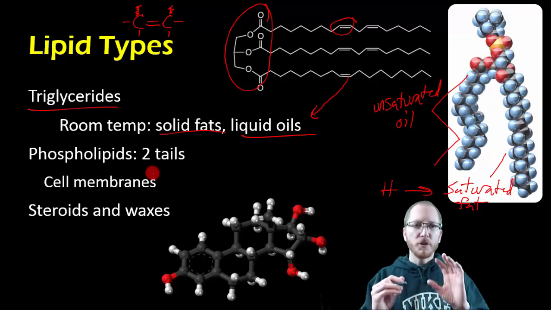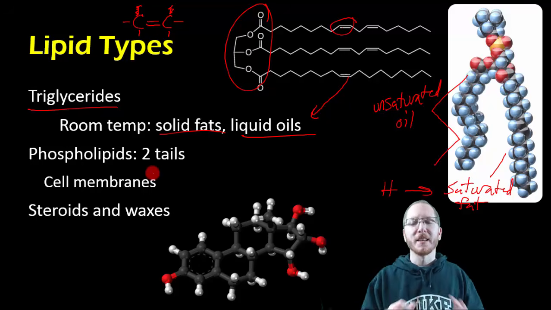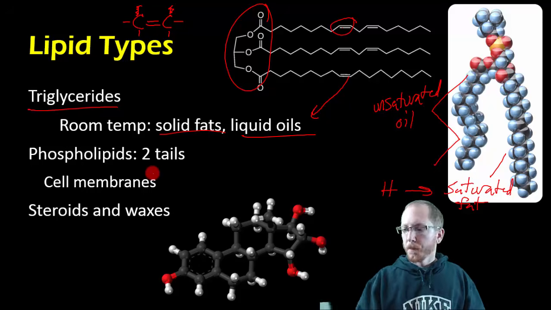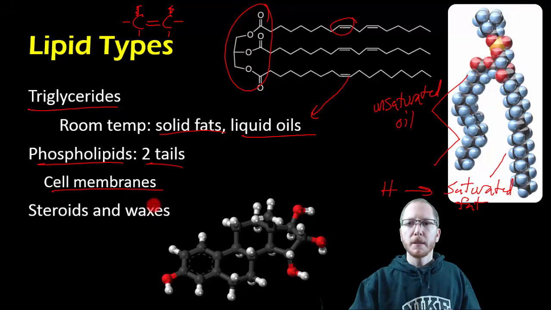So in general, though, don't be afraid of fats too much. We're finding out more and more it's actually sugars that are screwing with us, so don't hate on fats. And then we've discussed the fact that phospholipids have 2 tails and are found in cell membranes. So this essentially right here is going to be a phospholipid.